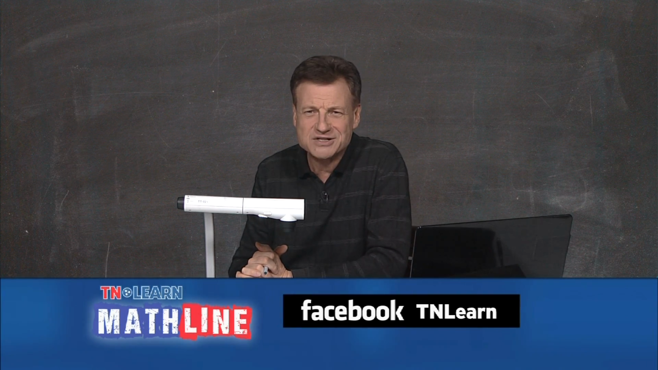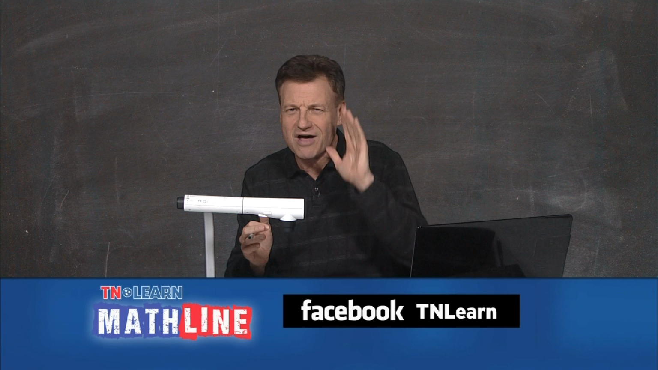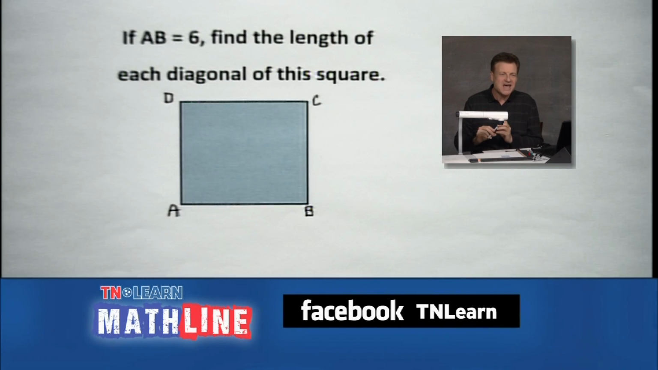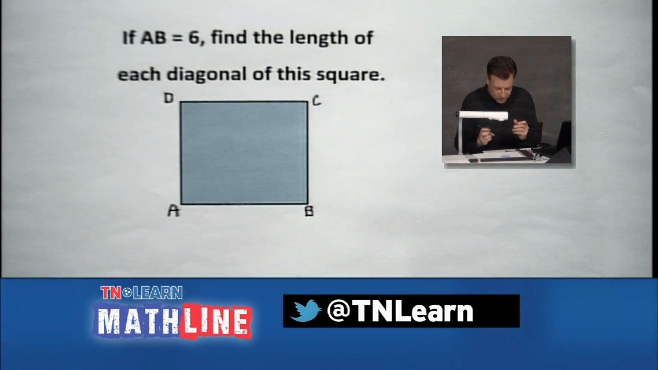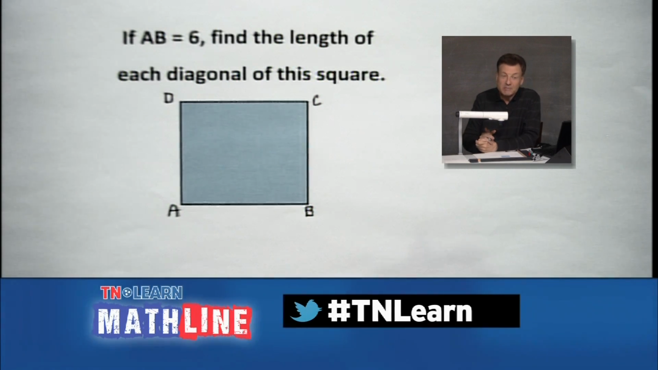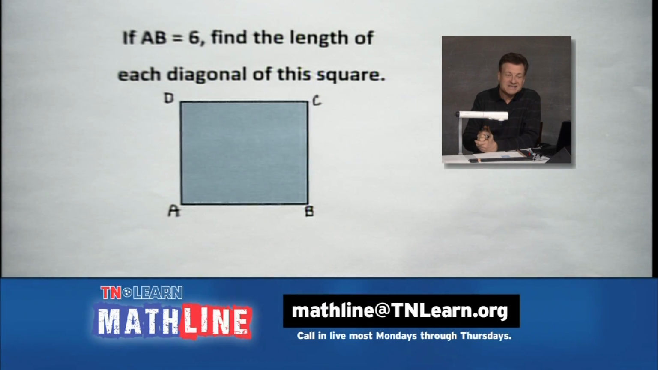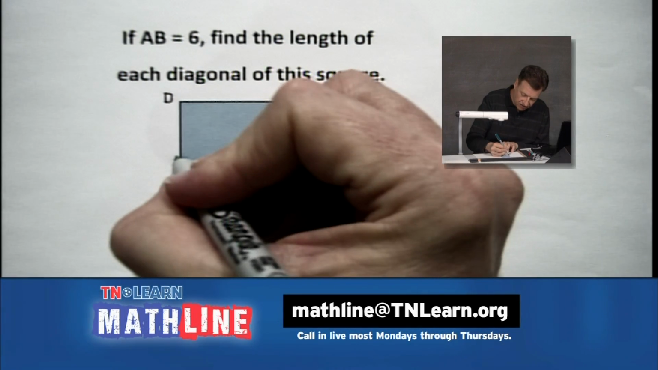Let's take a look at our next problem so I don't get too sidetracked and way off the subject. It says, if AB equals 6, find the length of each diagonal of this square. Now, I got real excited about rhombus and rhombi. Well, this is a rhombus, but it's also a square, because it has not only all sides congruent.